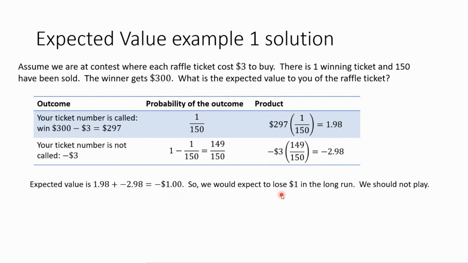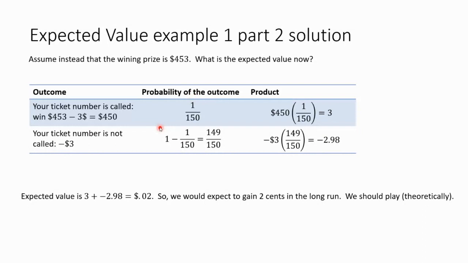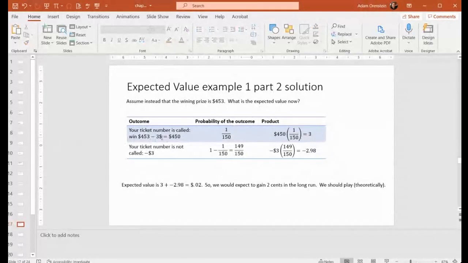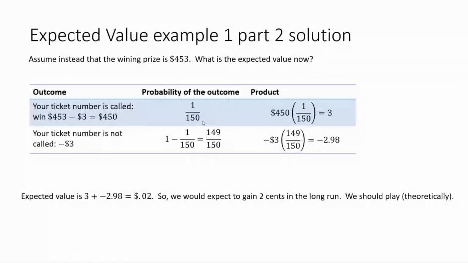Okay. Well, let's modify this a bit. Let's say now the winning prize is higher. It's $453 now. What is the expected value for us now? Well, it's the same idea, right? The only difference really is that if you have the winning ticket, you're going to win more money. You're going to win $453, but again, you lose $3 because you paid for the ticket.